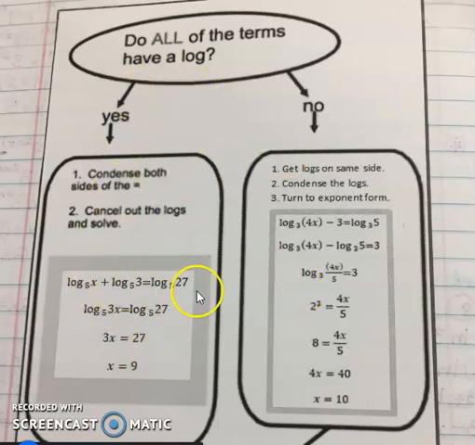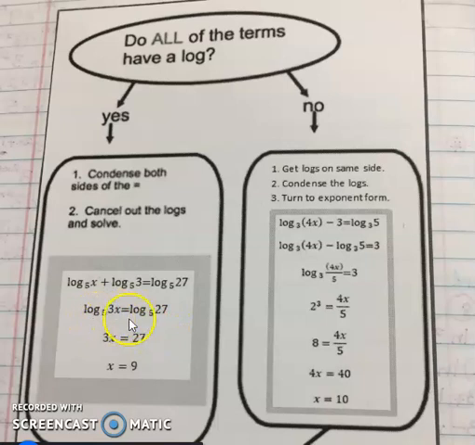So looking at this equation, you're trying to figure out what x you can plug in here such that log base 5 of x plus log base 5 of 3 is equal to log base 5 of 27. So number one says to condense both sides of the equal sign. On the left-hand side, we'll condense this into a single log. In order to do that, we will multiply 3 by x and have log base 5 of 3x on the left. On the right-hand side, we'll have log base 5 of 27.